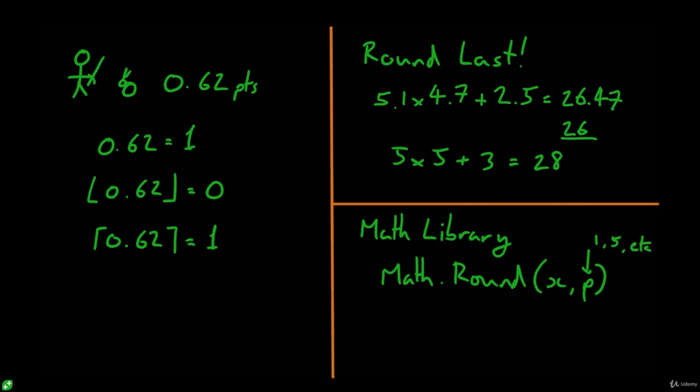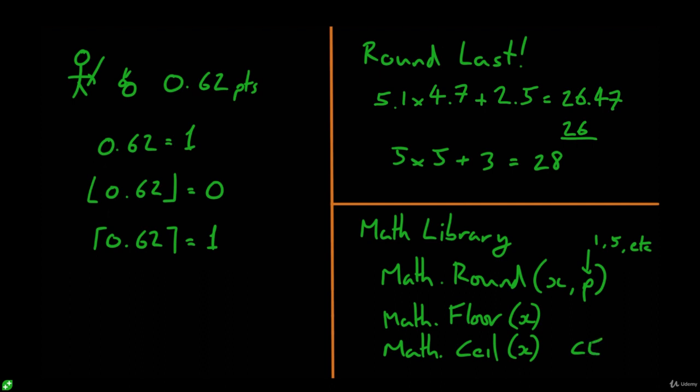The floor and the ceiling are very similar to this, except we don't need to specify any level of precision since we're always just rounding to the nearest whole number. So we have math.floor passing in our number, and we have math.ceil passing in our number. Notice though that the method for ceiling has been abbreviated to ceil here, C-E-I-L, and that's usually the case across the board, so it's worth keeping in mind.